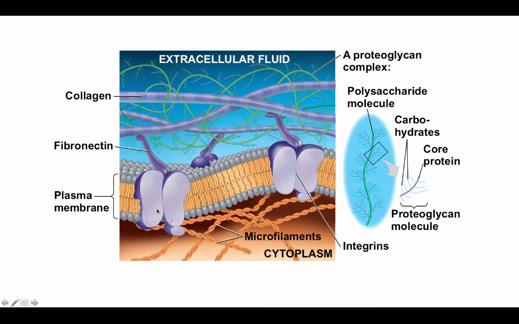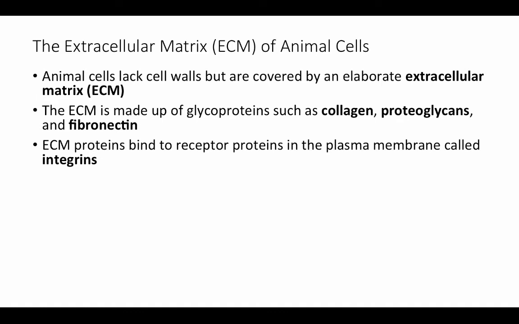And so integrins refers to integrating. This is going to be where integration of information between outside the cell and inside the cell is going to take place. So signals are going to be communicated through the fibronectin, through these integrins, and into the cell. So ECM proteins bind to these receptor proteins in the plasma membrane called integrins.